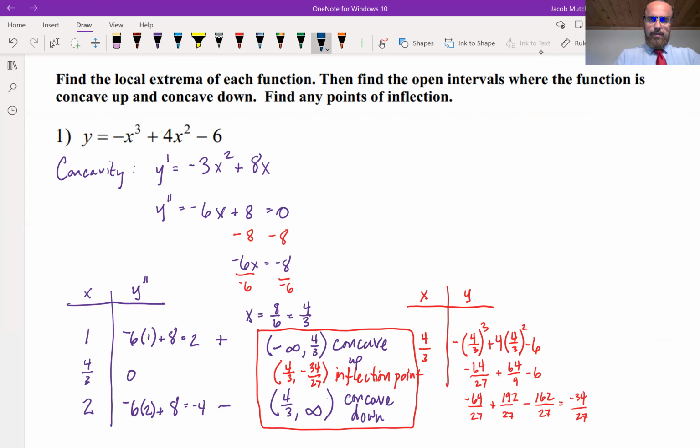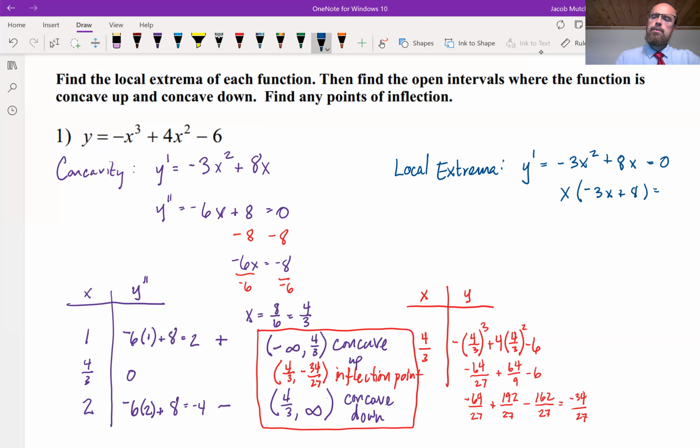So I'm going to use this space to the right. We're looking for local extrema. Again, to find critical numbers, I'm going to take the first derivative, which I've already got here. It's negative 3x squared plus 8x. Set that equal to 0 and solve. For this one, I can factor an x to the left, and it leaves negative 3x plus 8. And I can solve this using those factors. One of the critical numbers is 0 itself.